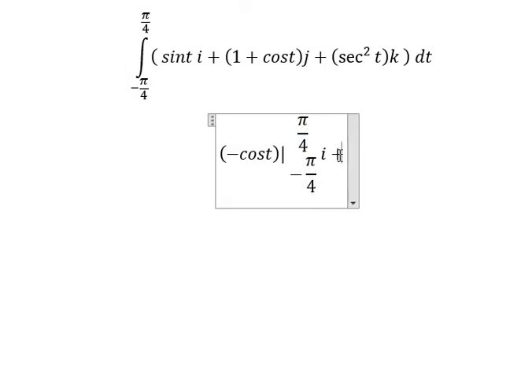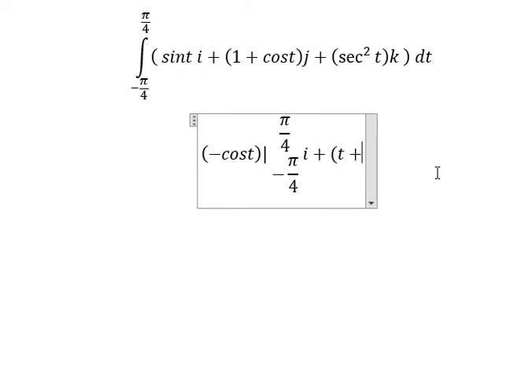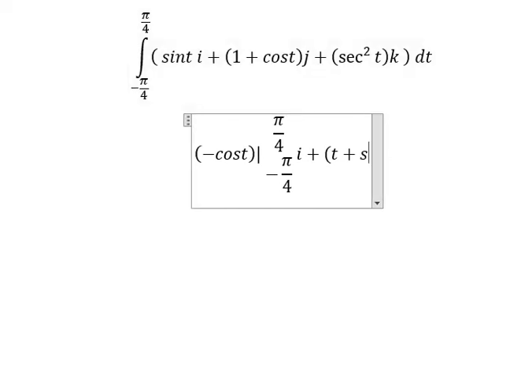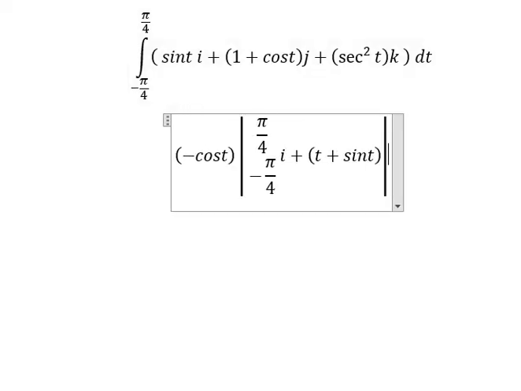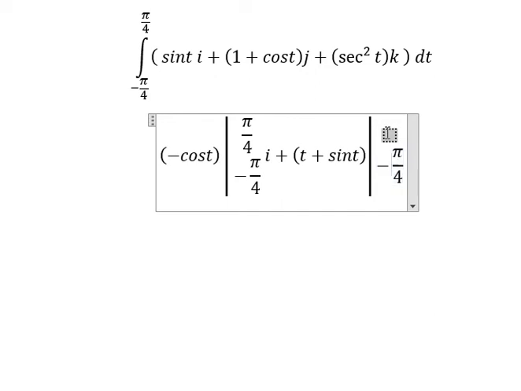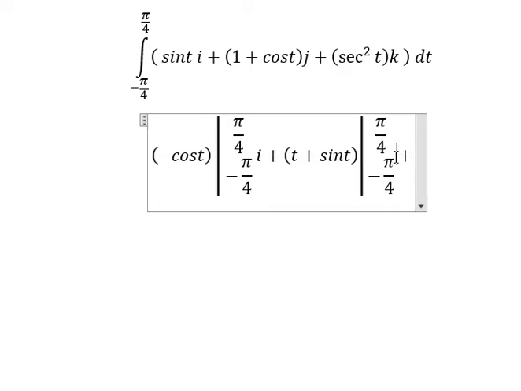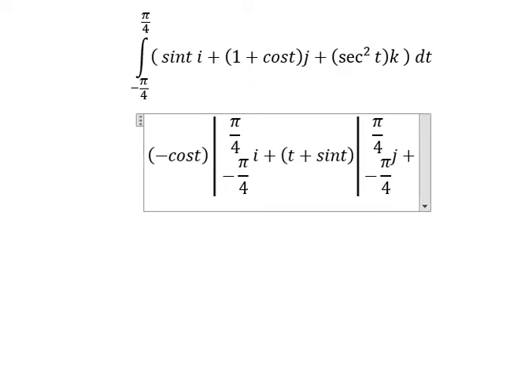The next one, the integral of number 1, that is about t. The next one, that is about sine t. And we put the bounds from negative b over 4 to positive b over 4. And the last one, secant of t, that is about tan t.